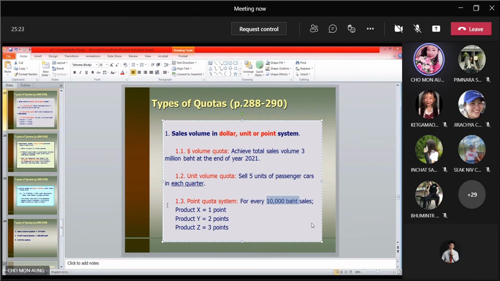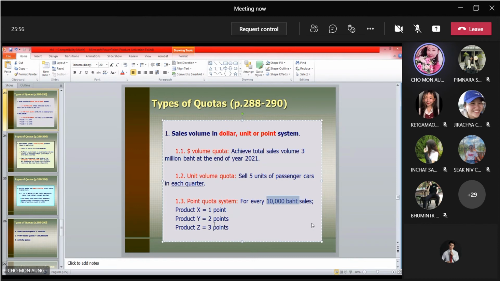when should we use it? One thing is when you have many different products, okay? And when you want to pull up the sales of unpopular products, or if you want to clear old stock. There are 3 products, the amount of sales to achieve is the same amount, every 10,000 baht. But the points that they achieve here are different.